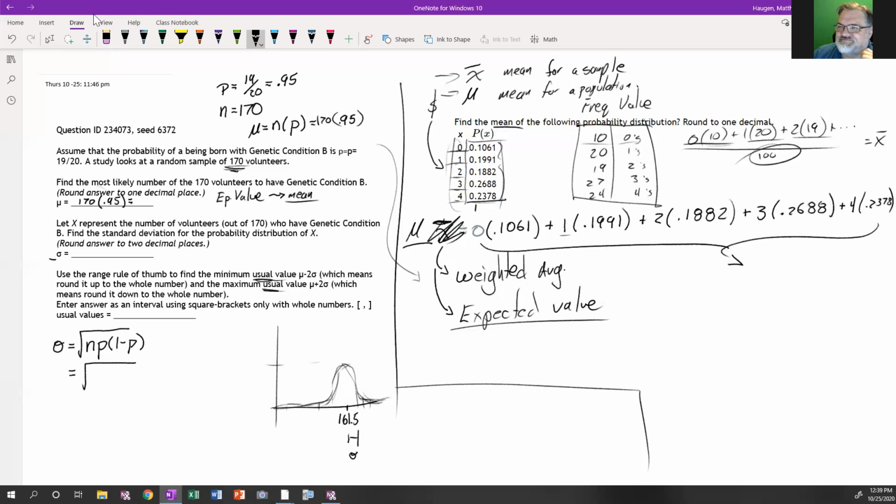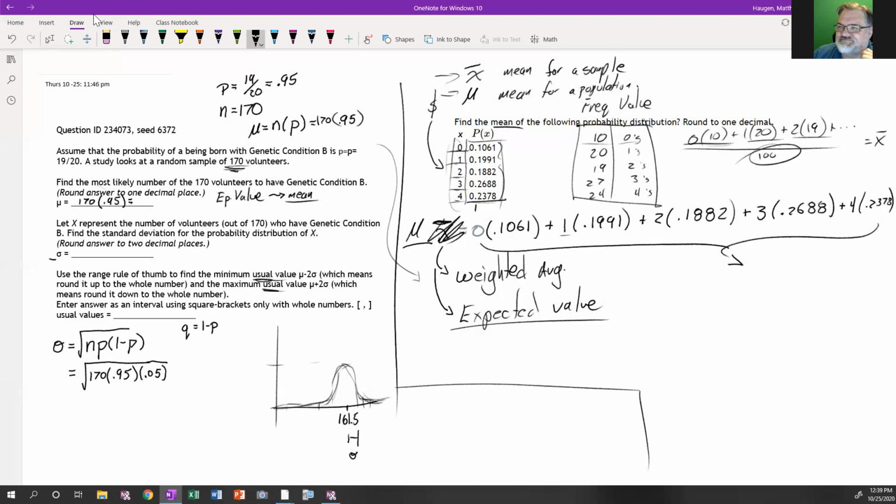So in this case, we've got 170 folks. We're multiplying that by the probability of successfully having this genetic condition, 0.95, multiplied by the proportion that won't have that condition, so subtract it from 1, 0.05.